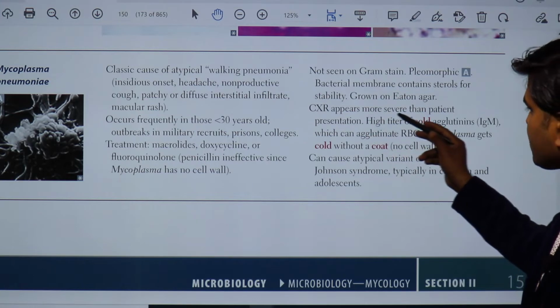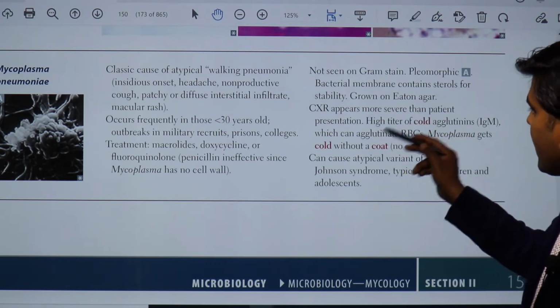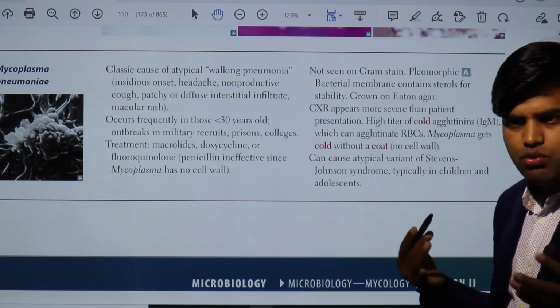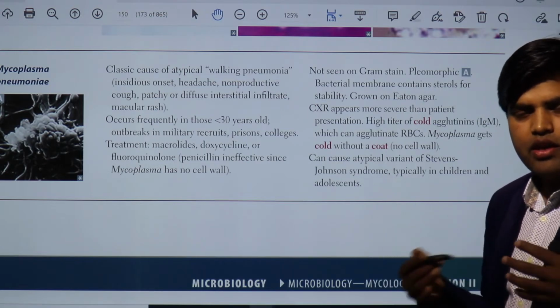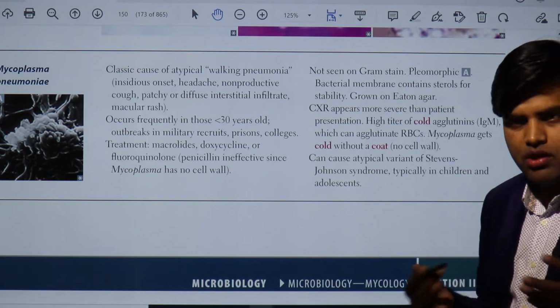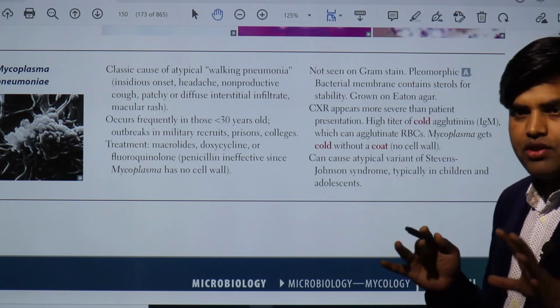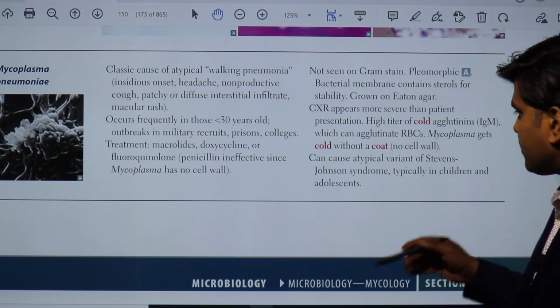The chest X-ray appears more severe than the patient presentation. As I have explained, the patient looks normal, is working and doing their household and daily work easily. But if you do the X-ray, there will be severe infiltration, or say patchy or diffuse infiltration.